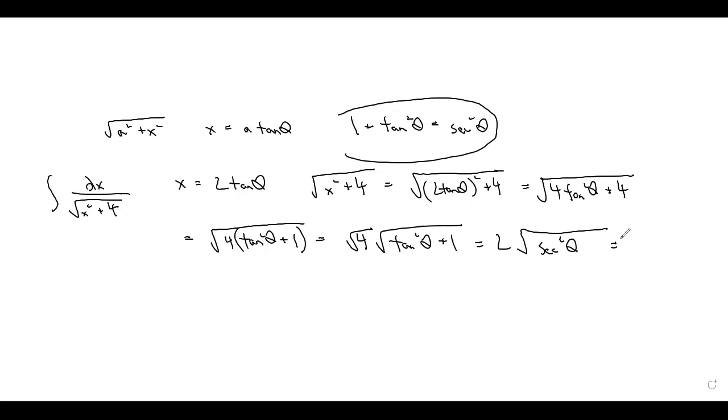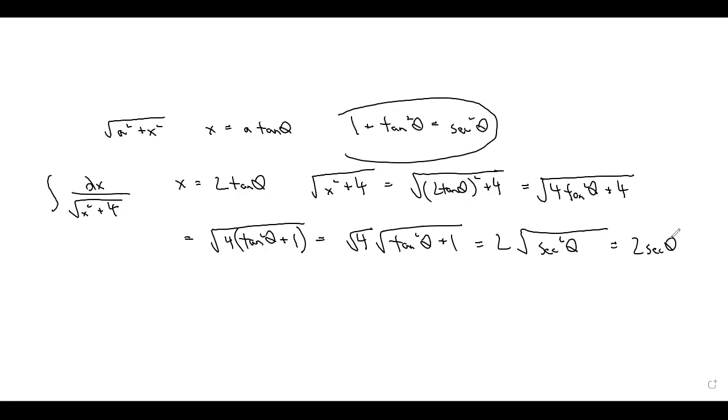So again, a really nice cancellation happens here. You have secant squared, square rooted. So this is just going to be 2 secant theta. Okay, is that right? Yes. So far, so good. And what else do we need?